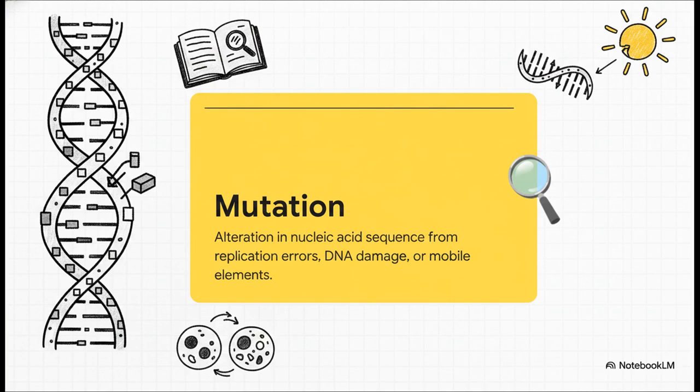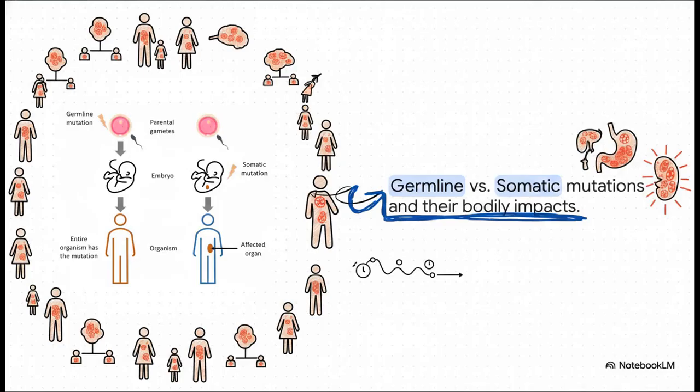These changes usually stem from replication errors when cells divide, or from environmental DNA damage, like UV radiation, that somehow manages to slip right past our cellular repair mechanisms. And knowing how these errors happen brilliantly illustrates when and where they actually matter in a human lifespan.